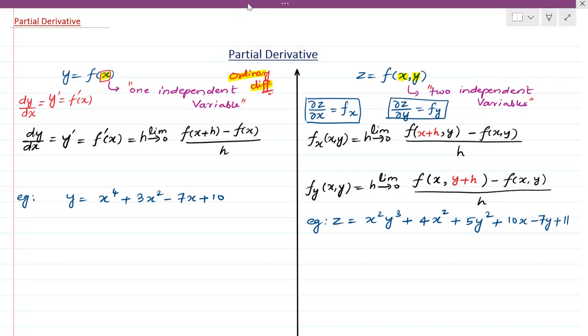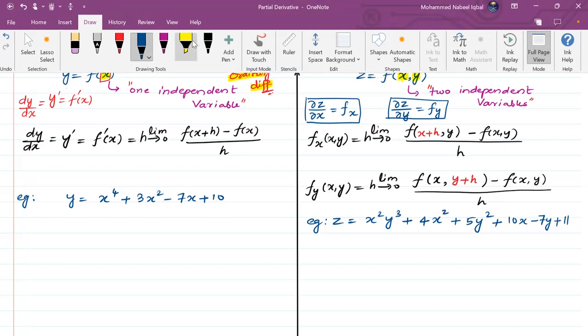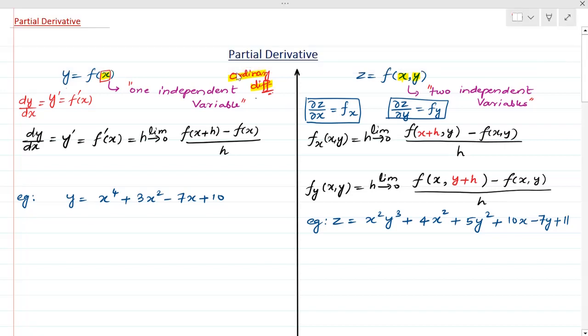Here, if you see this one, what is the variable you have? Y is a function of x. Only one independent variable, so we are using the ordinary derivative. Here, z is a function of x and y, which is more than one independent variable. That's why we are using the partial derivative.